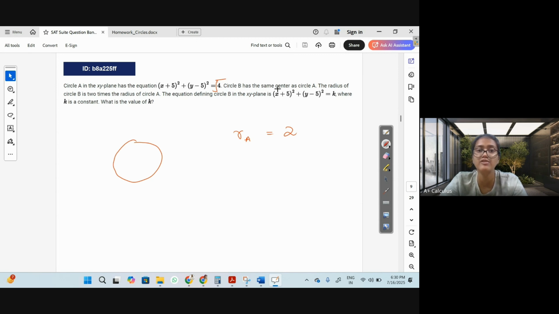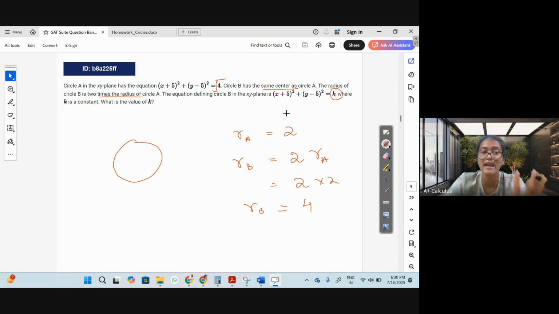And there is a circle B which has the same center as circle A, but its radius is 2 times the radius of circle A. So the radius of B will be 2 times 2, which is 4. Okay, so that's the radius. And in the equation on the right hand side, do not enter your final answer as 4, that would be wrong. Here, this number is actually r square. So the value of k will actually be r squared. So 4 squared, that will be 16. 16 will be correct.